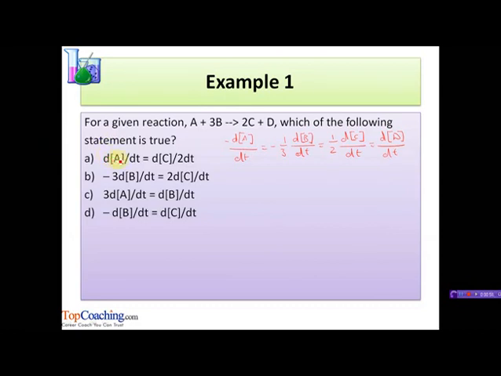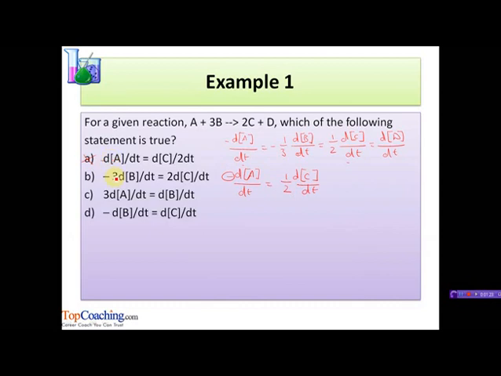Now let's take the first choice. The first choice says dA upon dt is equal to dC upon 2 dt. Now if we consider these two terms, then we can write minus dA upon dt is equal to 1 by 2 dC upon dt. Now this minus sign is missing in this expression, therefore A is incorrect.